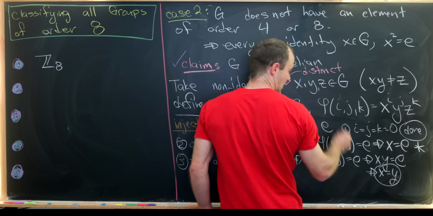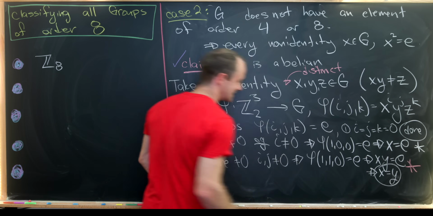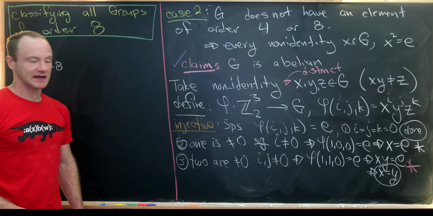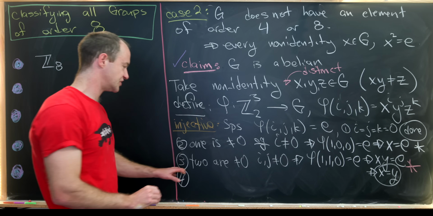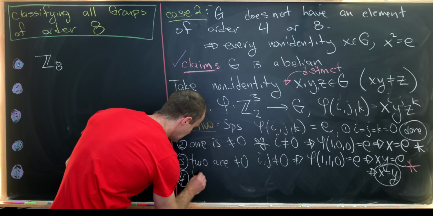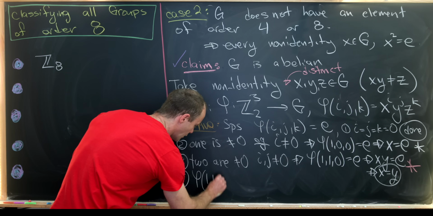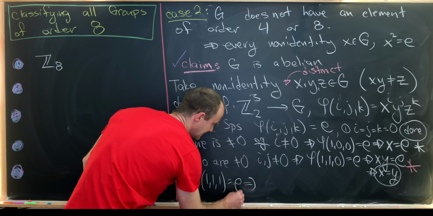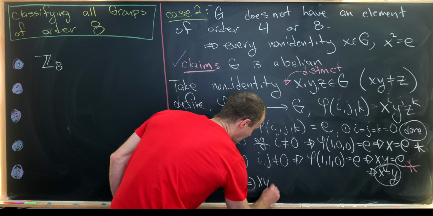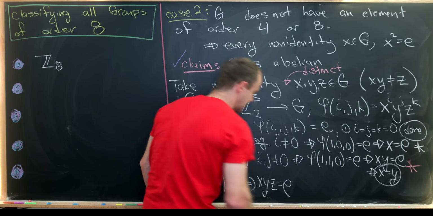And so that contradicts the distinctness of these non-identity elements. Okay, so now let's look at the fourth case, which is all 3 are non-zero, which means we get phi of 1, 1, 1 equals 0, or equals the identity, which means x, y, z equals the identity.